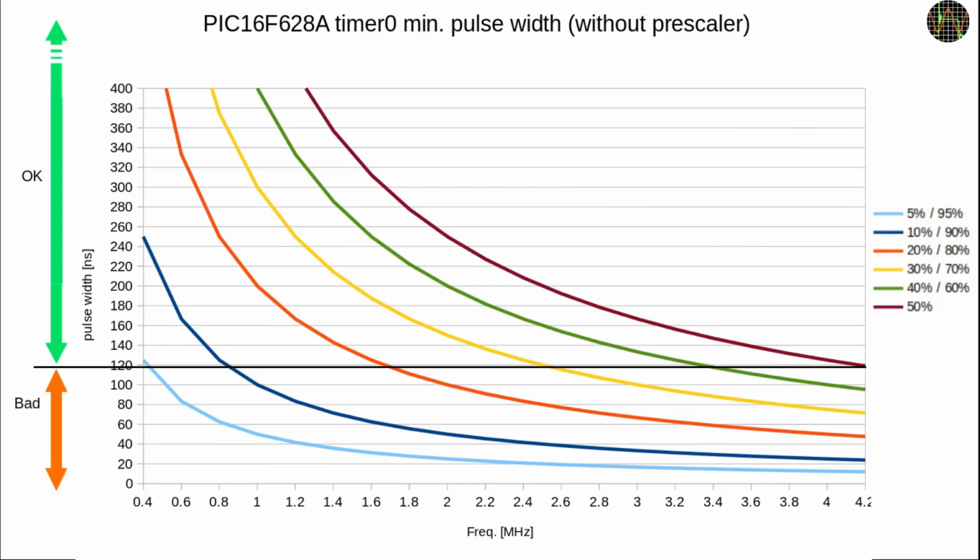I did some calculations and came up with this chart, which has frequency in megahertz on the x-axis and pulse width in nanoseconds on y. I'm plotting 6 curves for duty cycles of 5, 10, 20, 30, 40 and 50%. The line for 40% is identical to the one of 60, 30% is the same as 70% and so on, because above or below 50% we're just switching whether the high or low pulse width is the limiting factor, and since both have the same minimum it makes no difference in the plot.